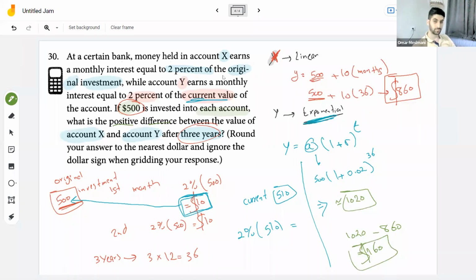Sir, he said if $500 is invested into each account, that means each account has $500. Yeah. So the total original amount is $1,000.